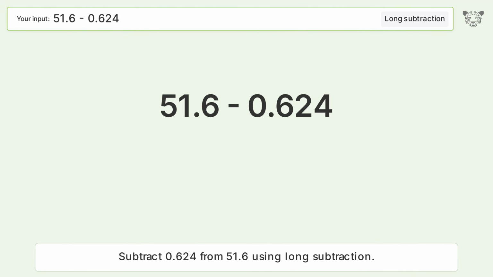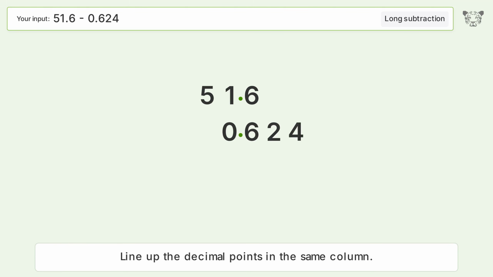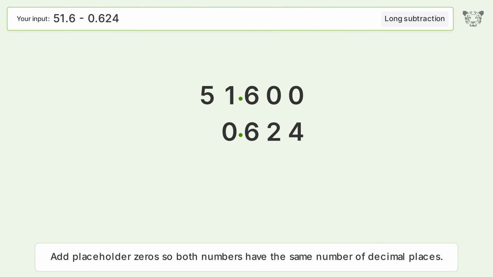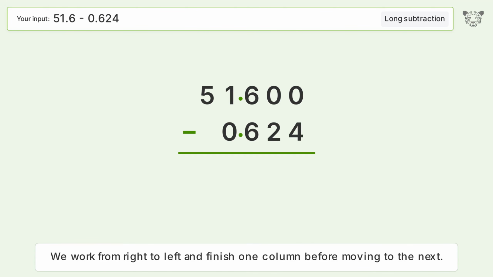Subtract 0.624 from 51.6 using long subtraction. Line up the decimal points in the same column. Add placeholder zeros so both numbers have the same number of decimal places. We work from right to left and finish one column before moving to the next.